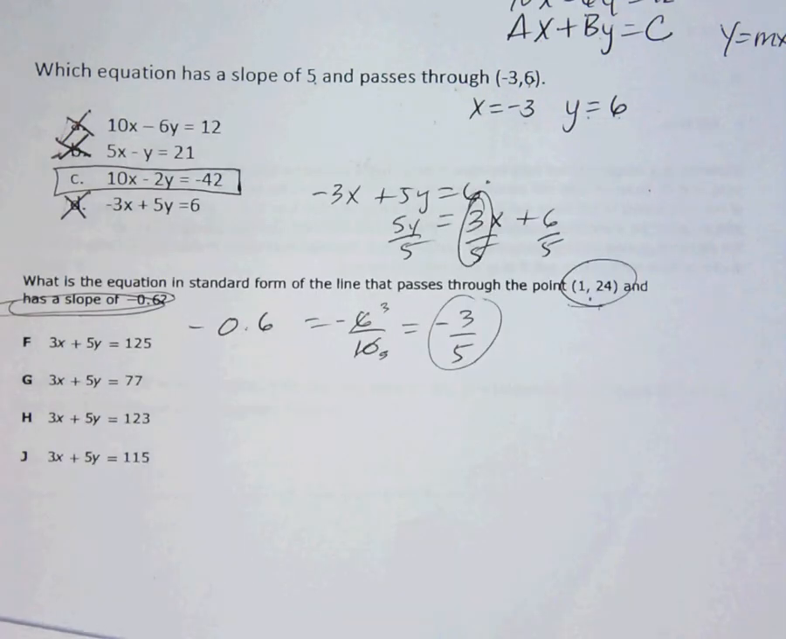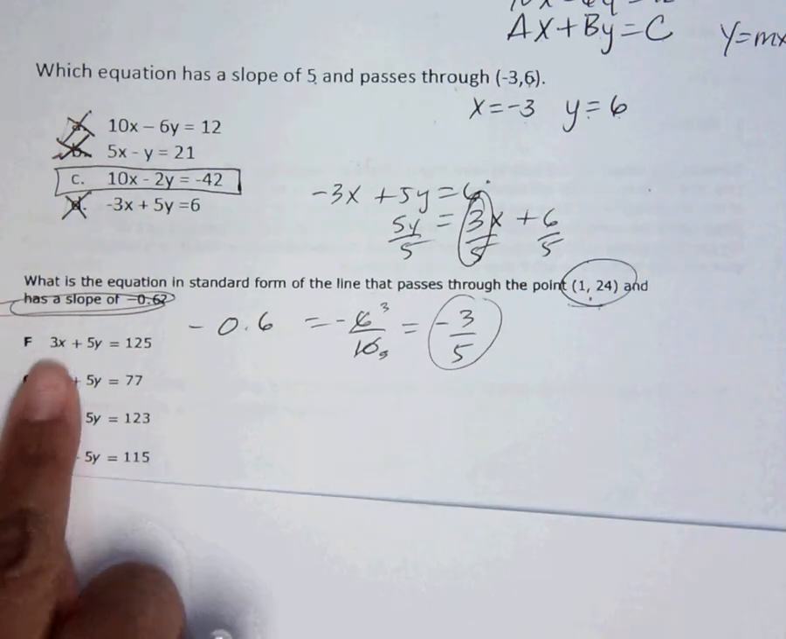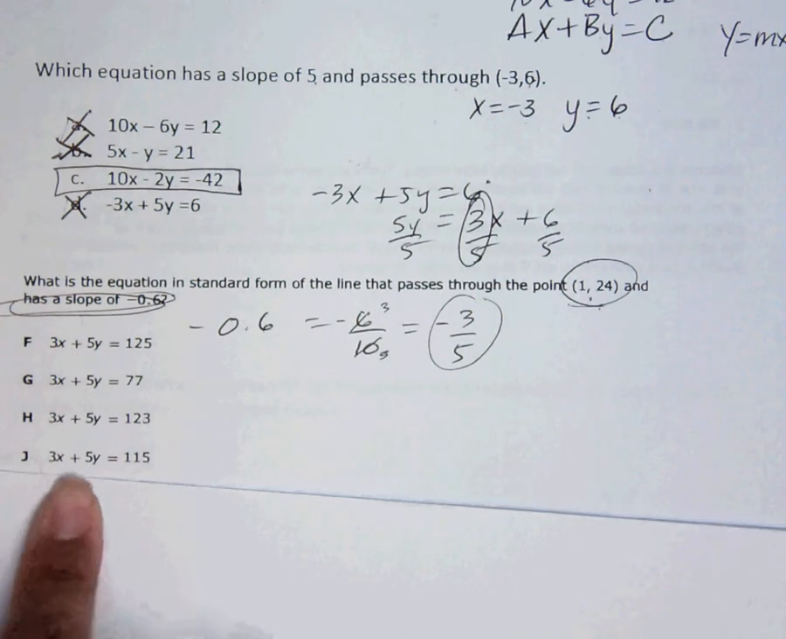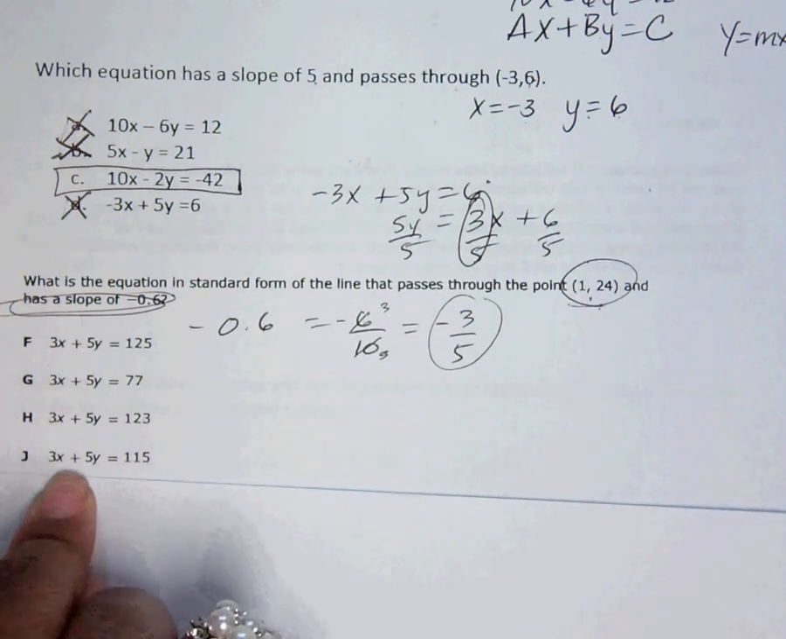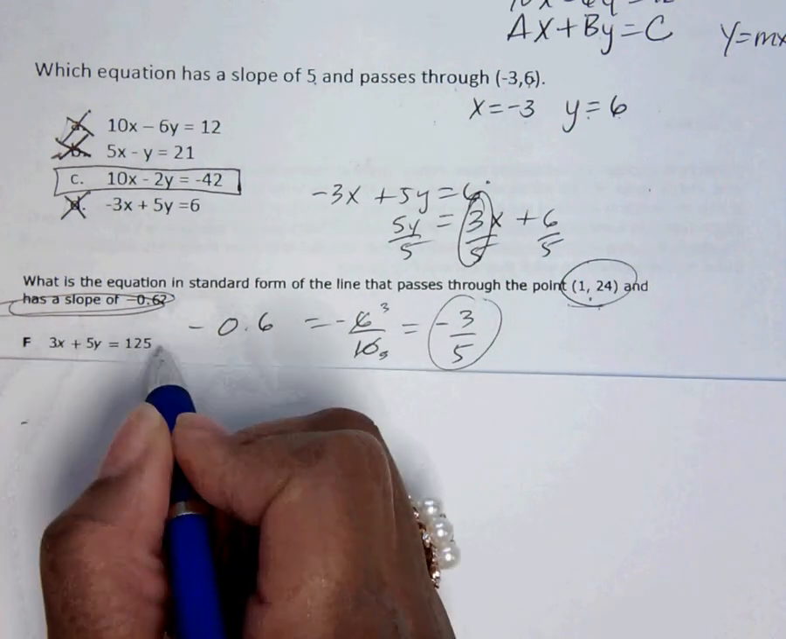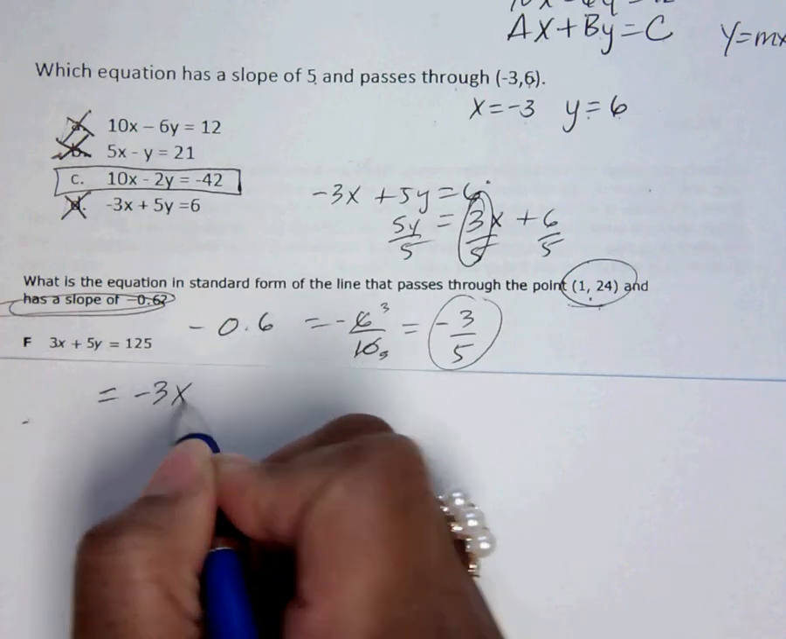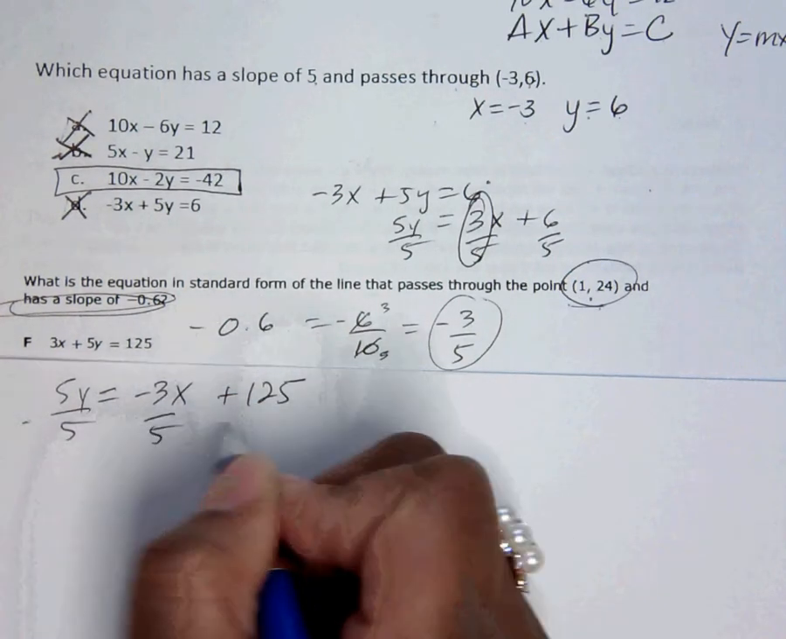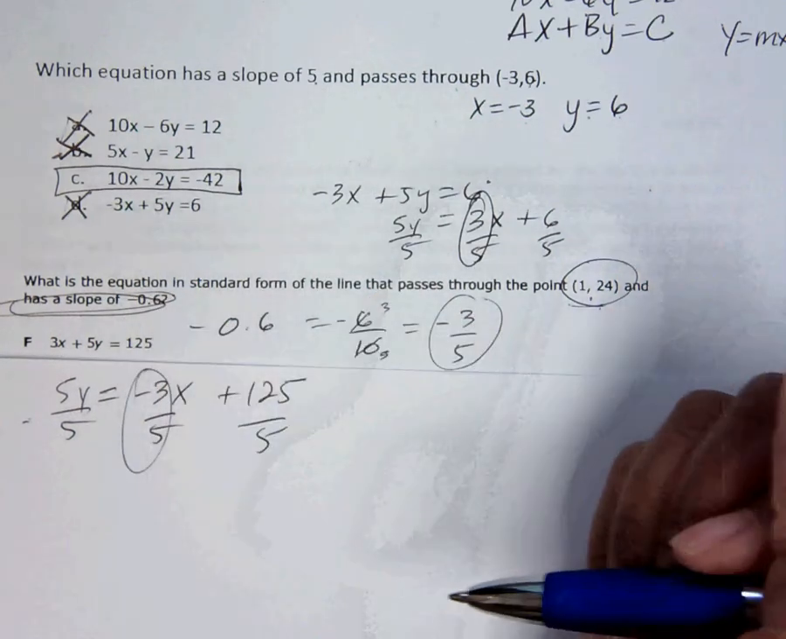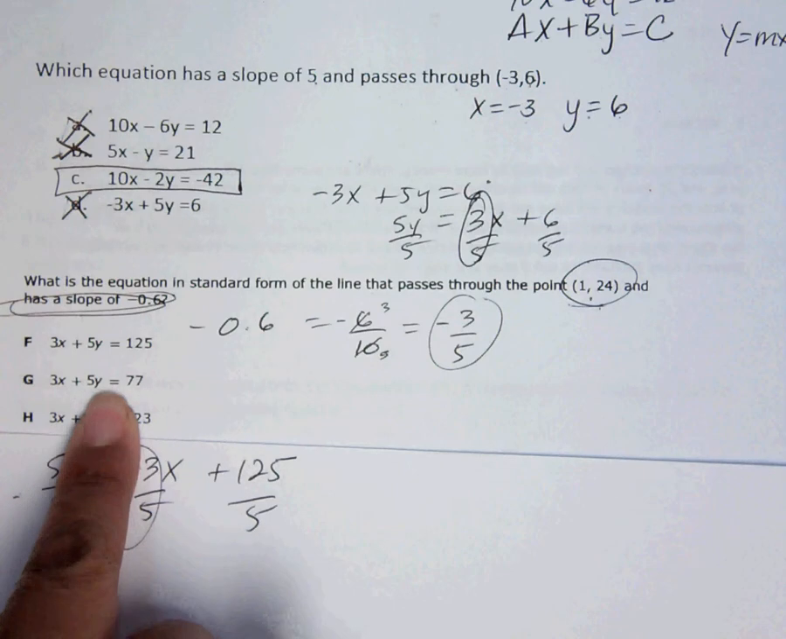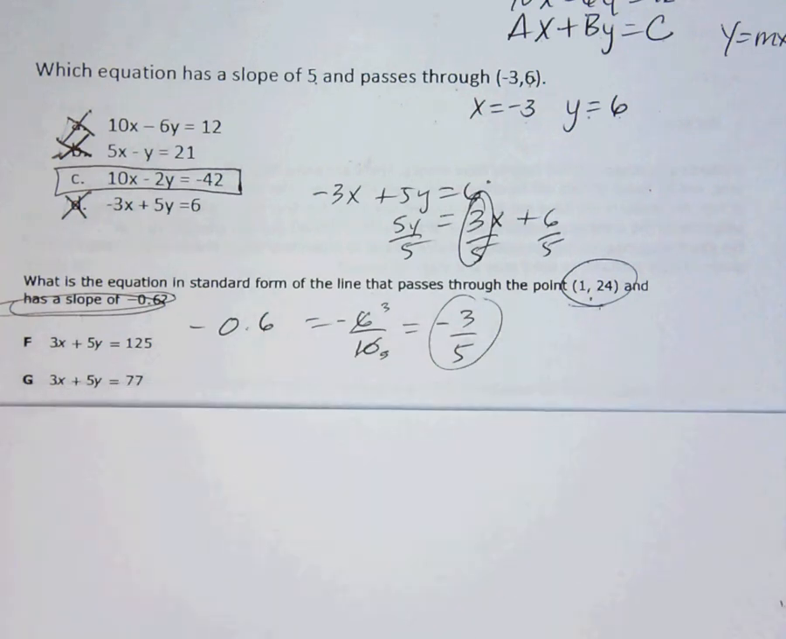In this question, I noticed that the AX and the BX, they're all the same for all of them. That means the slope's going to be the same. For instance, let me show you F. Move 3x to the other side, it becomes negative. 125 is positive. Divide by 5. What do you see the slope to be? Negative 3/5. That's the same thing. So what do you think the slope is going to be? Negative 3/5. Okay, let's prove it.